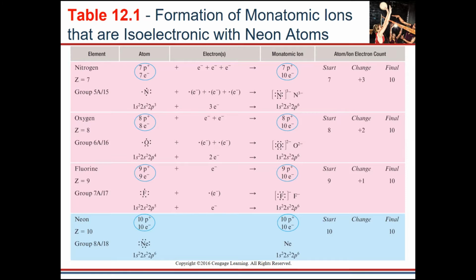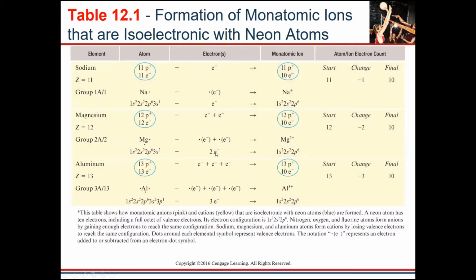The thing about this also is that we have what we call monoatomic ions, meaning one-atom ions. We're also going to have polyatomic ions, which we'll talk about a little bit later. Questions, concerns?